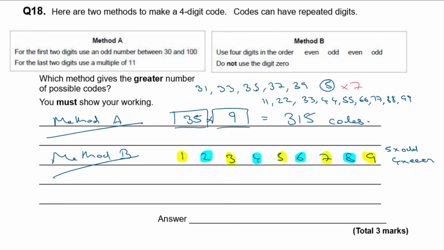So 5 times odd, 4 times even. Okay, so then if I'm picking a code which is even, odd, then I'm going to have 4 choices for the first digit if it's going to be even, 5 choices for the second, 4 choices for the third because I can repeat them in this case, and 5 for the last one because I can repeat it. Okay, so then multiplying those together, 4 times 5 is 20, 4 times 5 is 20, 20 times 20 is 400. So there are 400 codes for method B, so 400 codes beats 315, doesn't it? So method B is the answer here. Method B has the most codes.